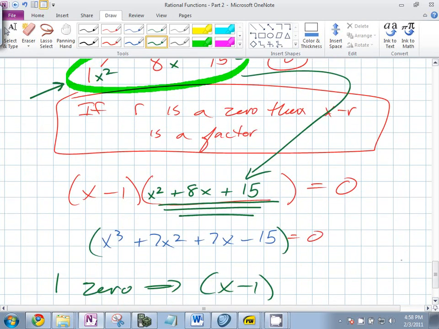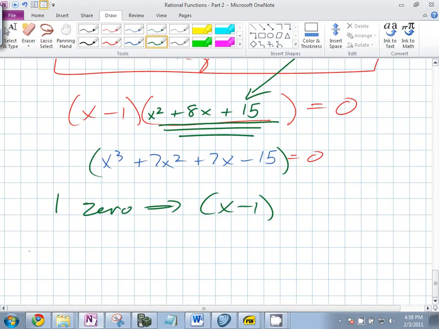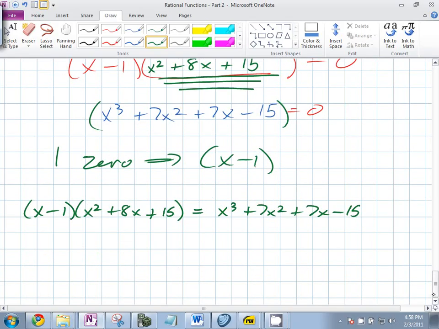What's nice now is that, and I'll pause here for a second just to make this very clear, x minus 1 times x squared plus 8x plus 15, I'm telling you that that's equal to x cubed plus 7x squared plus 7x minus 15. Our goal now is to factor this. But look, we know how to factor that because that's a quadratic. So anytime you see a quadratic, you are home free. And in this case, it is nicely factorable. So we've now factored this, and it turns into that.